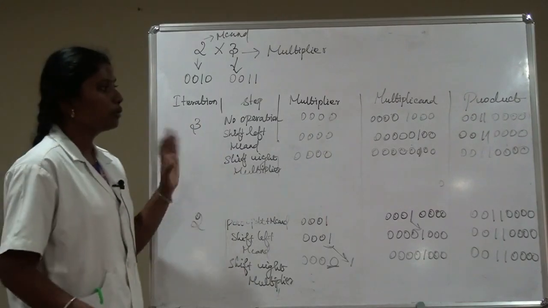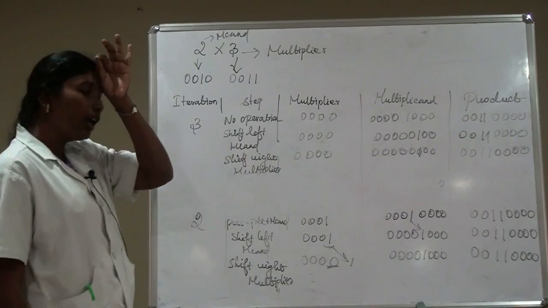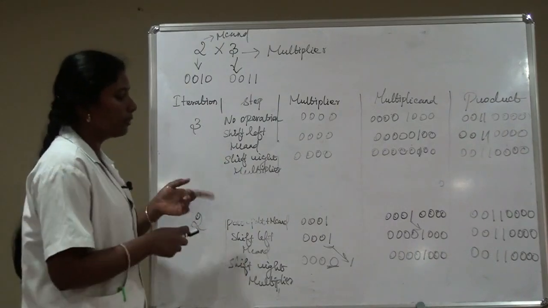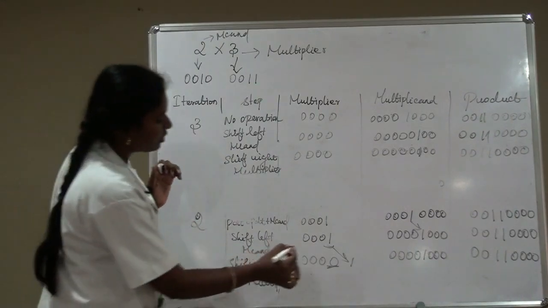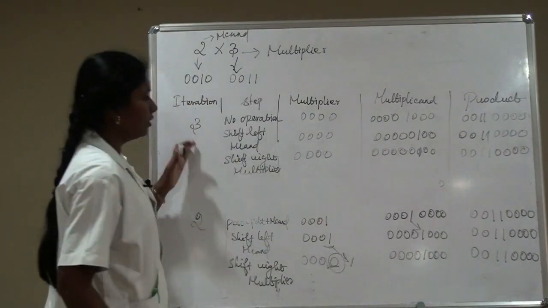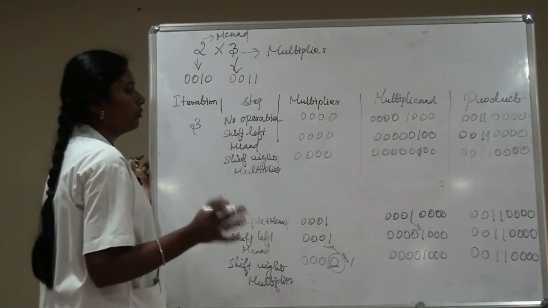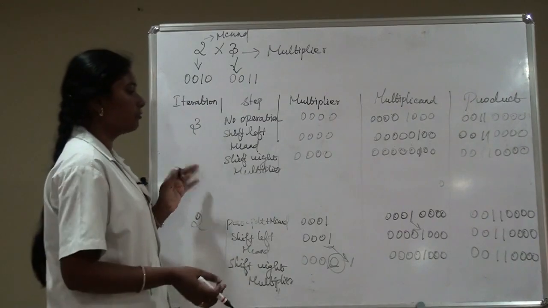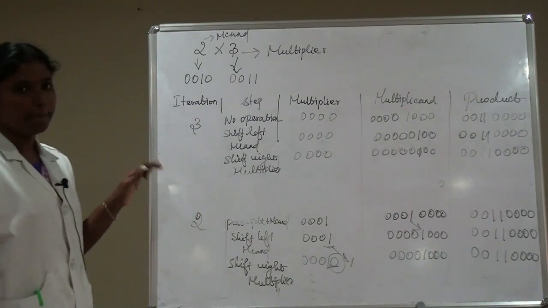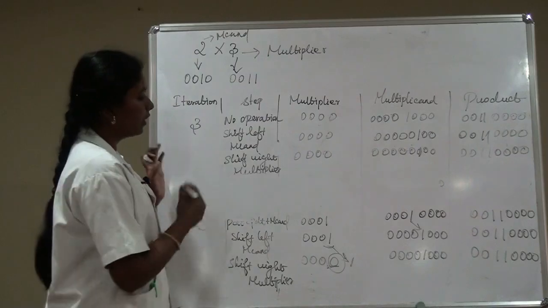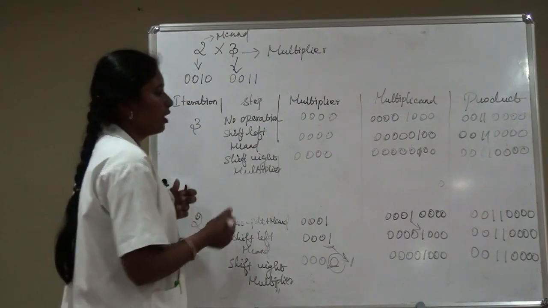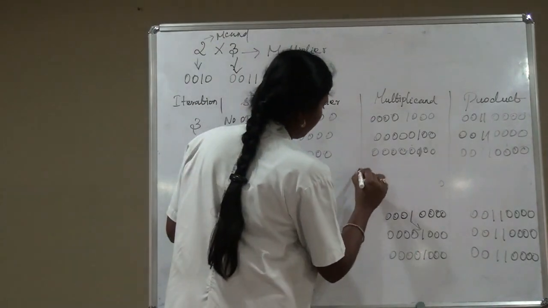So here I have to perform my third iteration. In that I have to check the multiplier's last bit. It is 0, so there is no operation. So here I perform no operation, and shift left the multiplicand and shift right the multiplier. Here the final product is equivalent to 6.